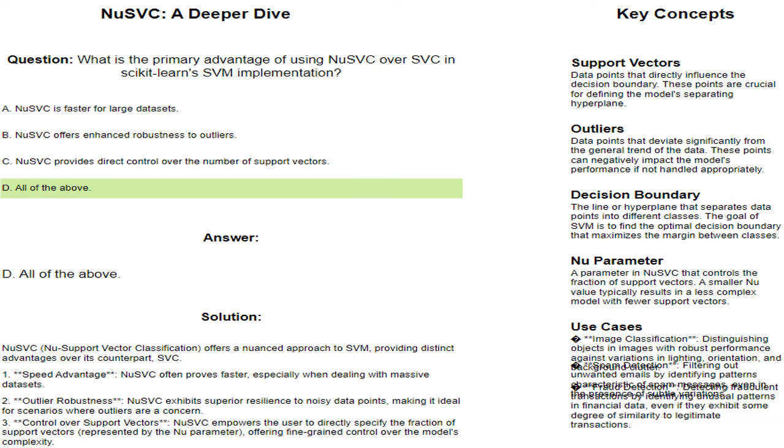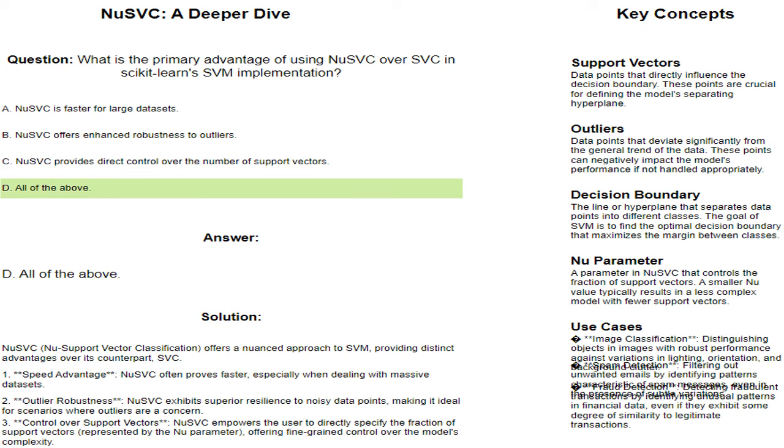Let's say you are developing a model to predict house prices based on various features like size, location, and number of bedrooms. A house with an unusually high price compared to others in its area would be considered an outlier. If this outlier is not handled correctly, it could influence the model to overestimate prices for other houses in that area. The decision boundary is the line or hyperplane that separates data points into different classes in a classification problem.